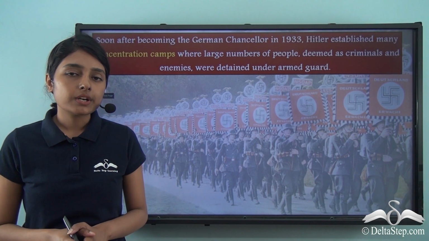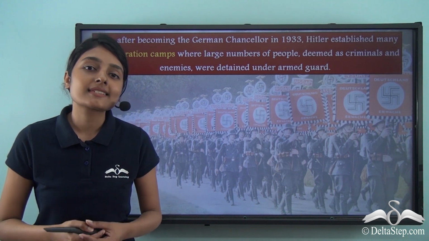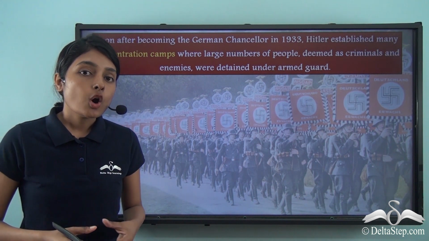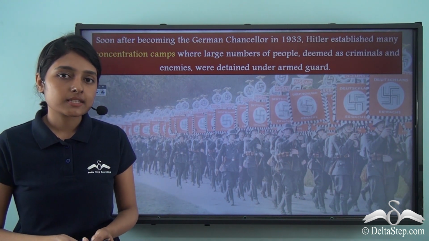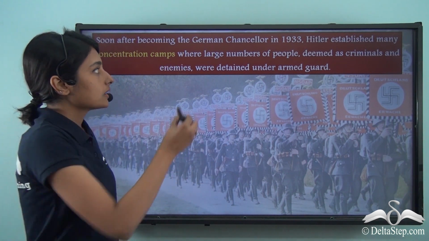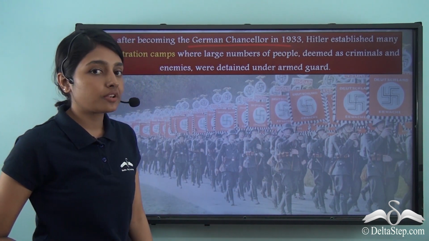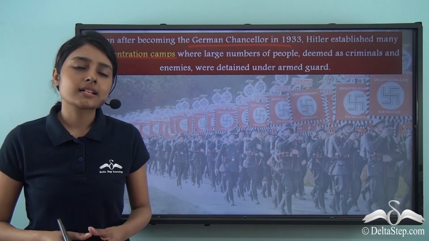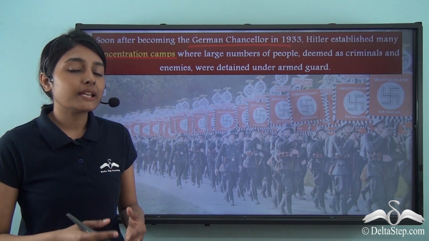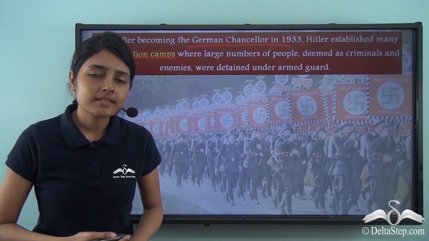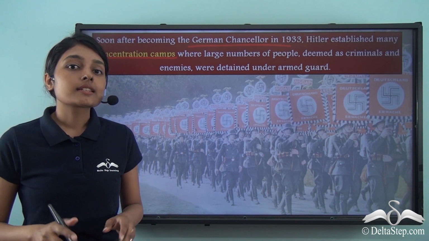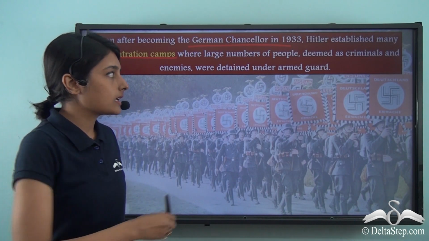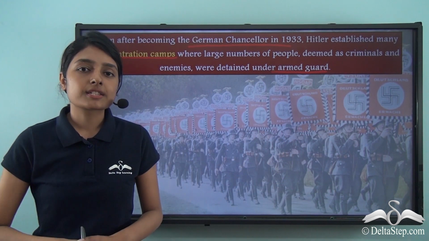Soon after coming to power, Hitler now wanted to propagate his ideology. His rule was supposed to be founded on his racial ideology, on his worldview, on his perspective. And so, after becoming the German Chancellor in 1933, Hitler started establishing concentration camps. Now, what were these concentration camps? These were actually places where any kind of political prisoner, enemies of the state, the supposed criminals were detained. And these people were detained under armed guard in the concentration camps.